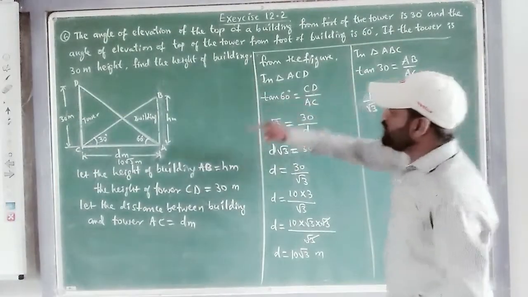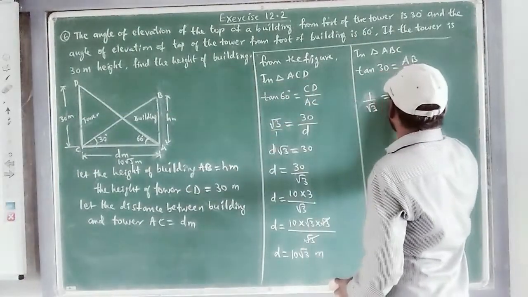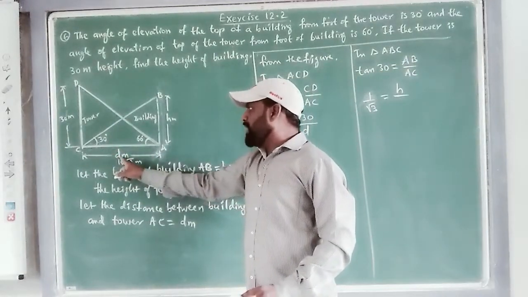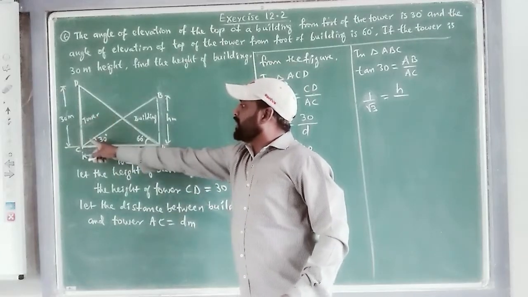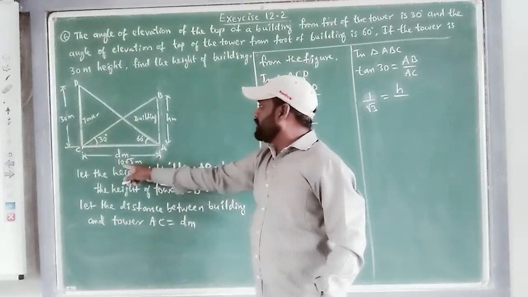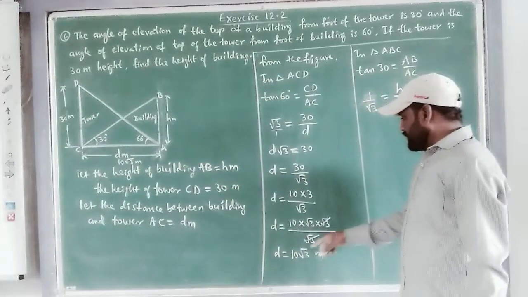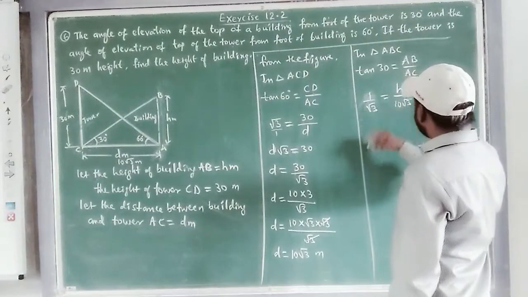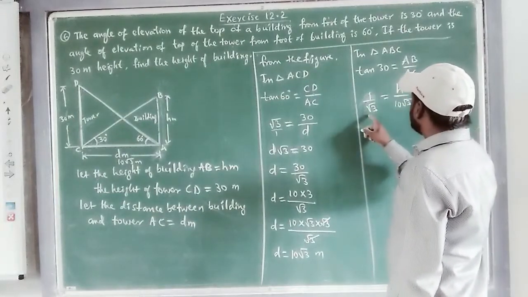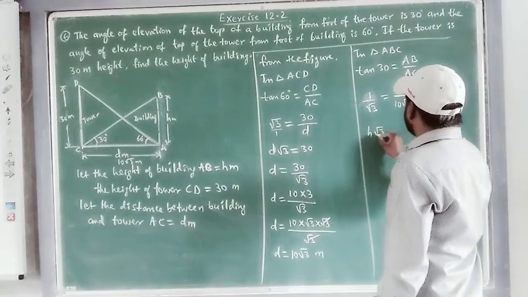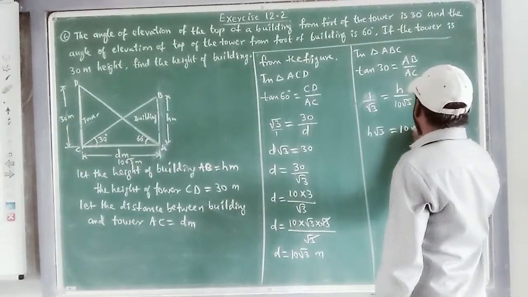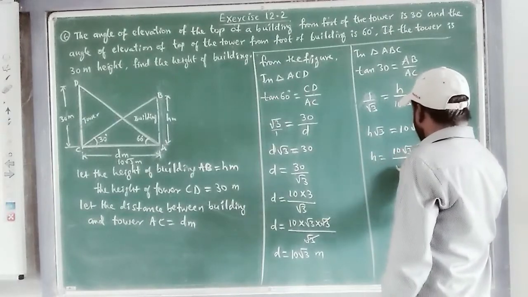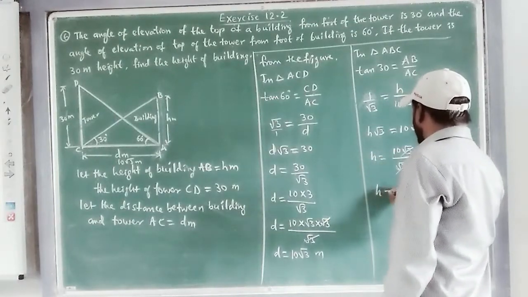Now AB is the height of the building, H. AC is the distance between the building and the tower. We assumed it as D, but by utilizing the previous triangle ACD, we got D equal to 10 root 3. So AC value is 10 root 3. Now by cross multiplication, H into root 3 is H root 3 as it is, and 1 into 10 root 3 is 10 root 3. Now H is equal to 10 root 3 divided by root 3. Root 3 gets cancelled. H is equal to 10.